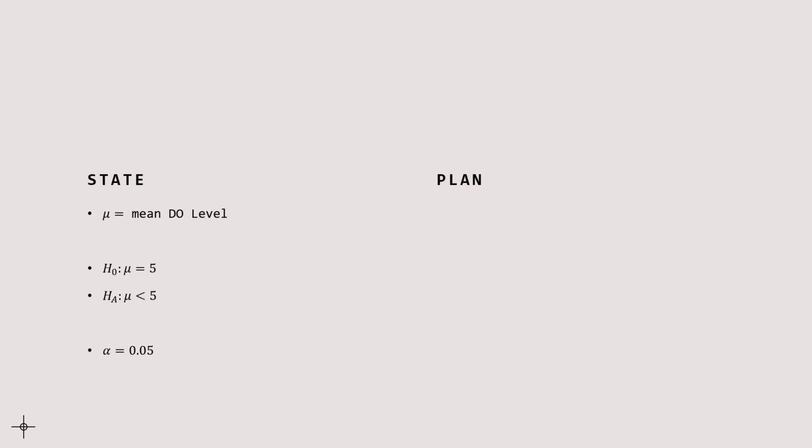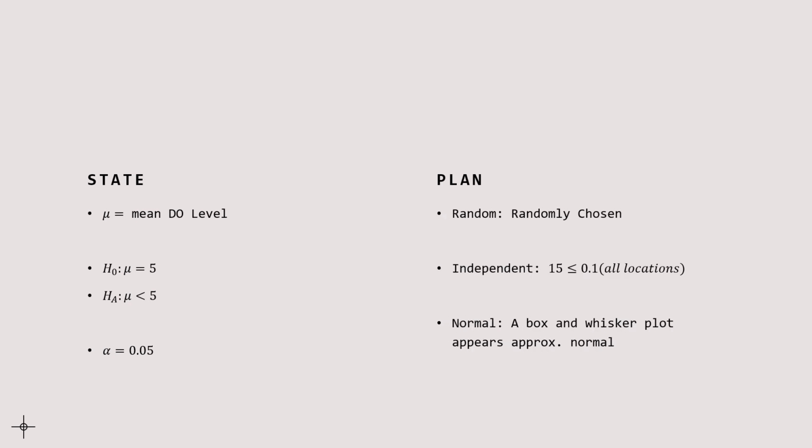Underneath plan, we go through each one by one. Is it random? Yes, because they were randomly chosen, so it was a random sample. Is it independent? 15 is probably less than 10% of all the locations in the stream. And if you plot that in a box and whisker plot, it looks fairly normal. There's no real outliers on it.